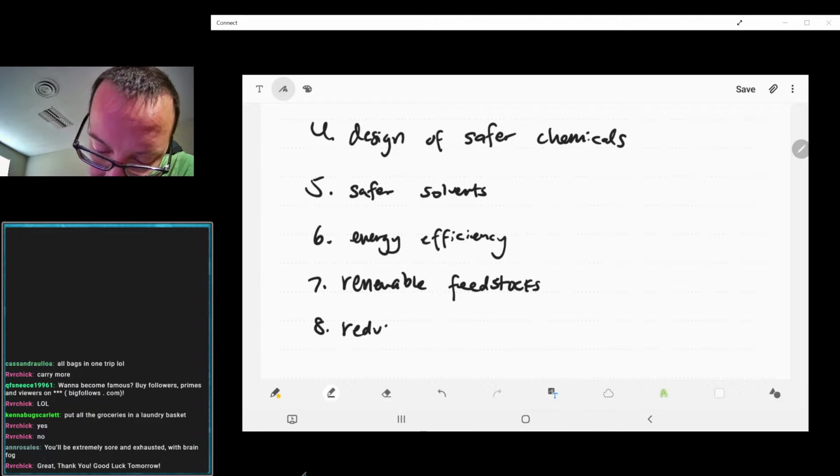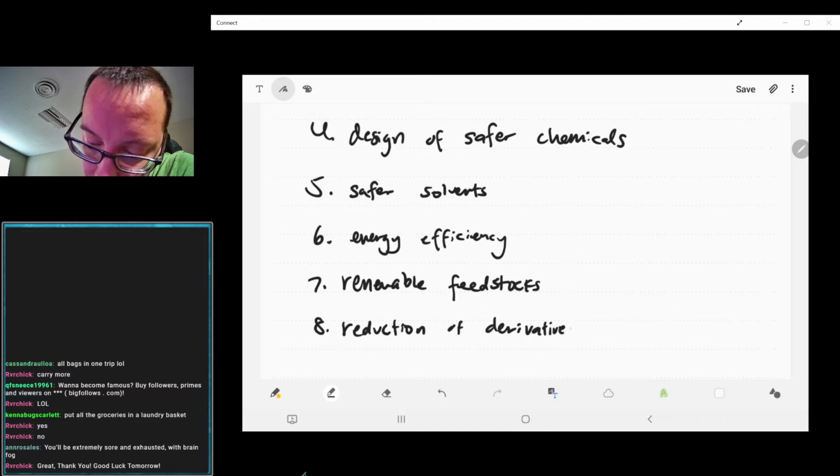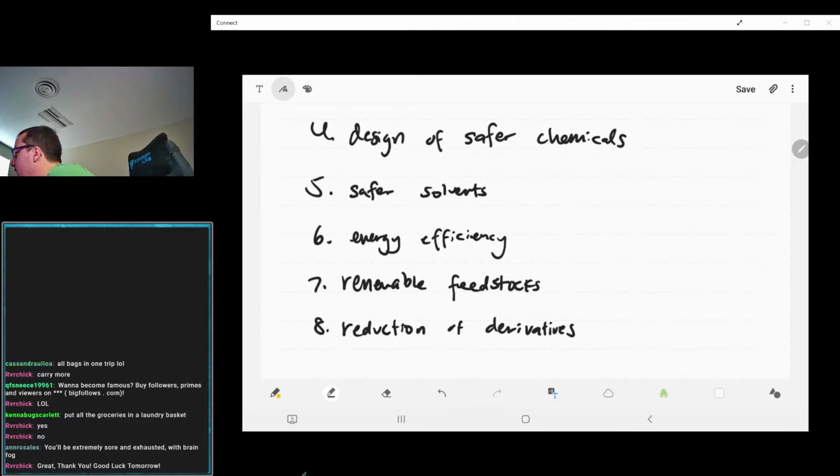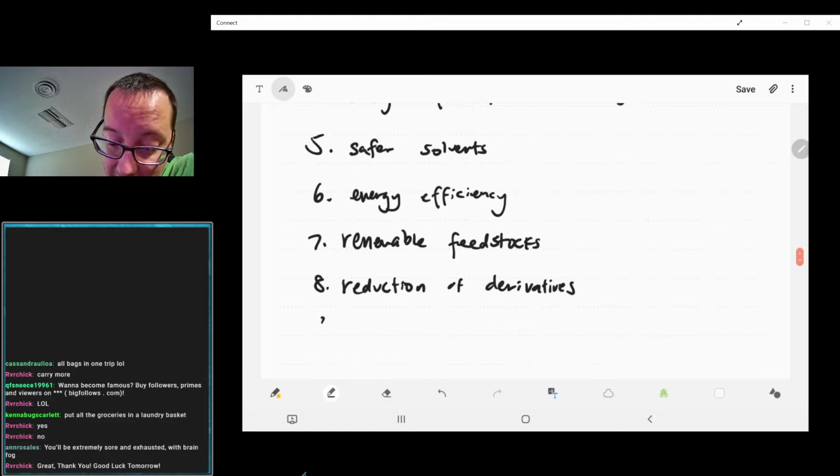The reduction of derivatives. With the reduction of derivatives, we want to avoid having things that can undergo side reactions. So we minimize the number of steps in our synthesis, because that's going to get rid of intermediates that could react to form waste products. Again, this is all going into reducing the amount of waste that we produce, so designing your synthesis so that it's not going to produce as many intermediates.